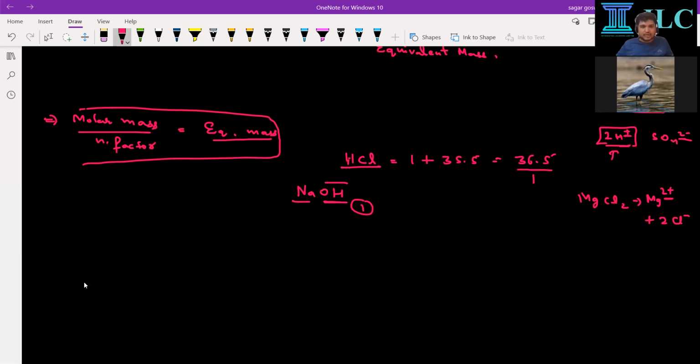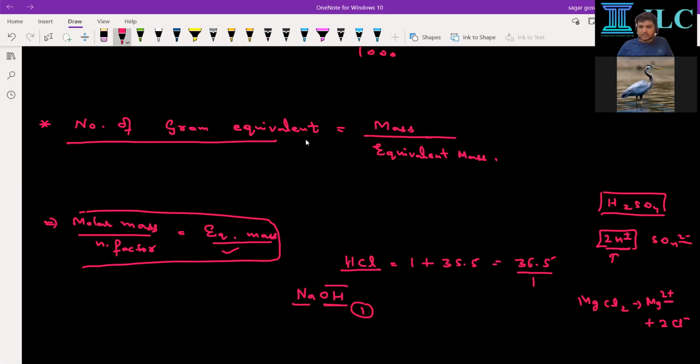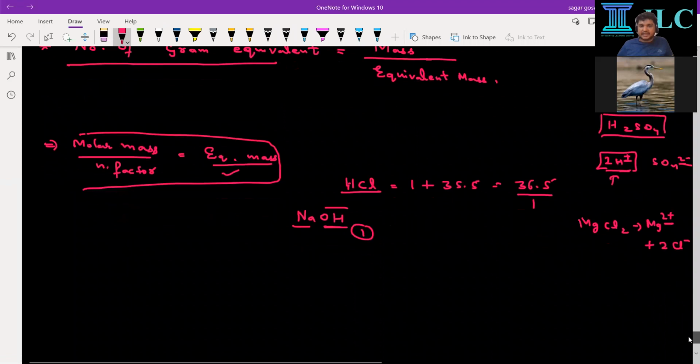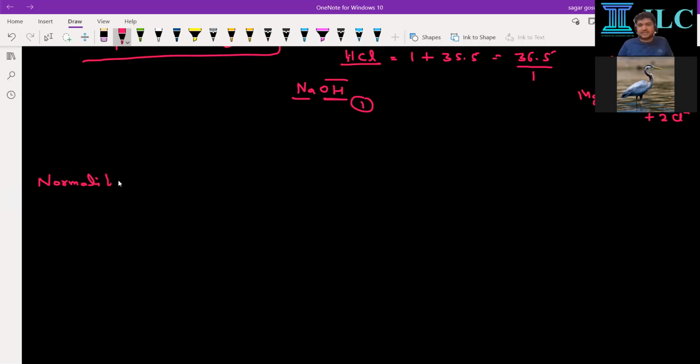So why did I tell you about this equivalent mass? Because this equivalent mass is used here in the number of gram equivalent: given mass upon equivalent mass. This number of gram equivalent is used in another factor, known as normality. I know it is a little bit difficult for you because you are studying this for the first time, but it is very important for your NEET examination, your medical examinations.